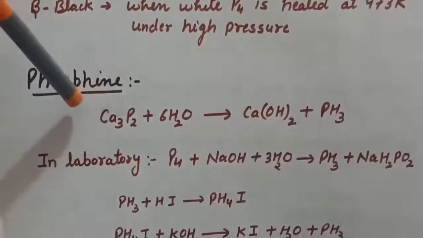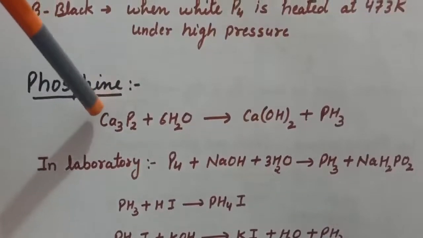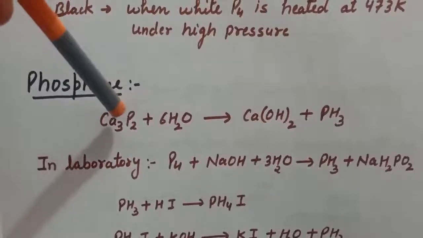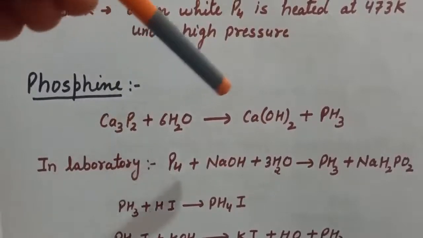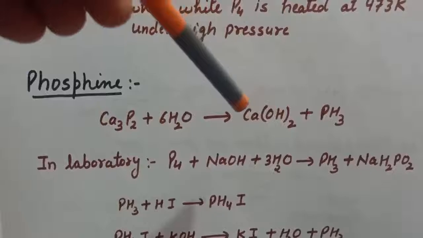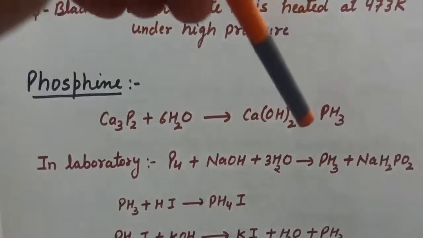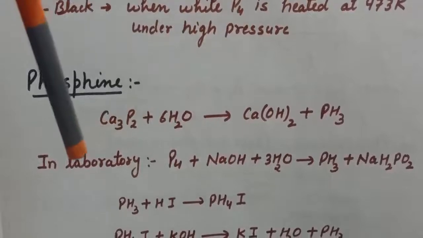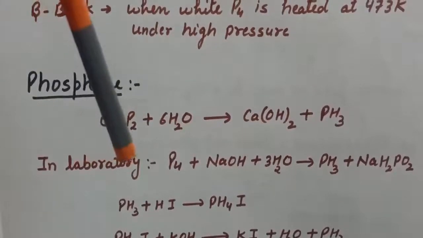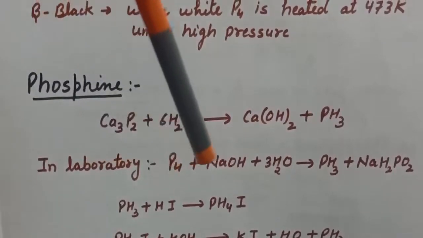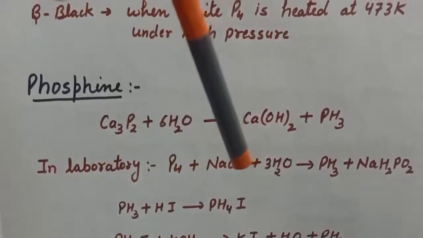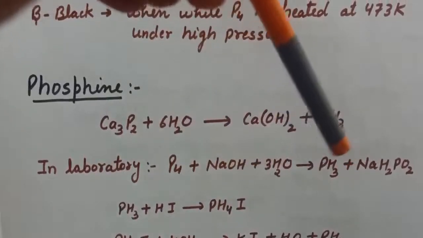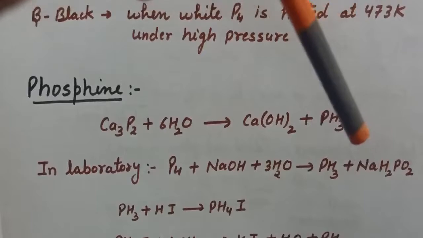Now the first reaction is the preparation of phosphine, when we react calcium phosphide with water. Here we get calcium hydroxide and phosphine. So this is the first preparation of phosphine. In the laboratory, this phosphine is made by reacting P4 in the presence of NaOH. What will happen? PH3 will form and sodium hypophosphite will form.